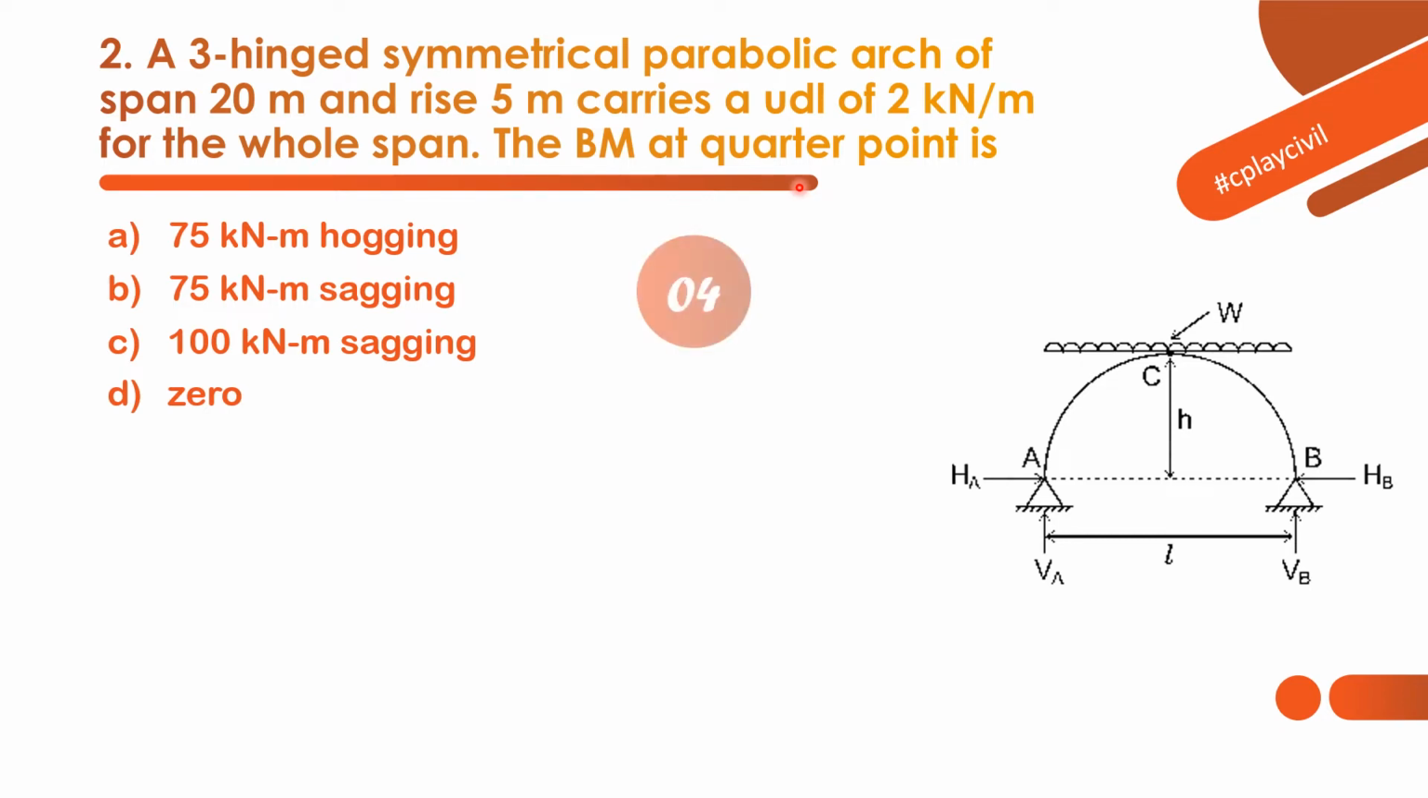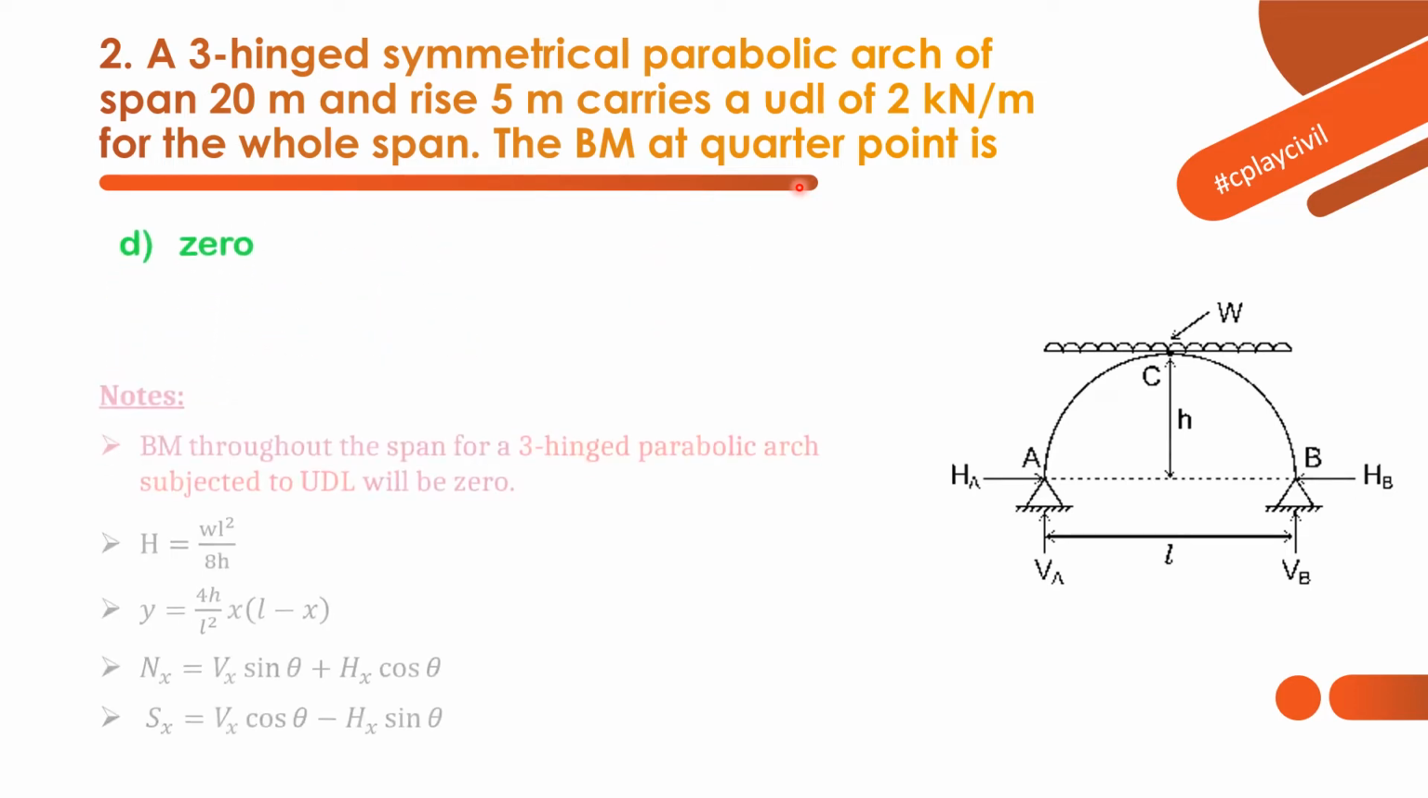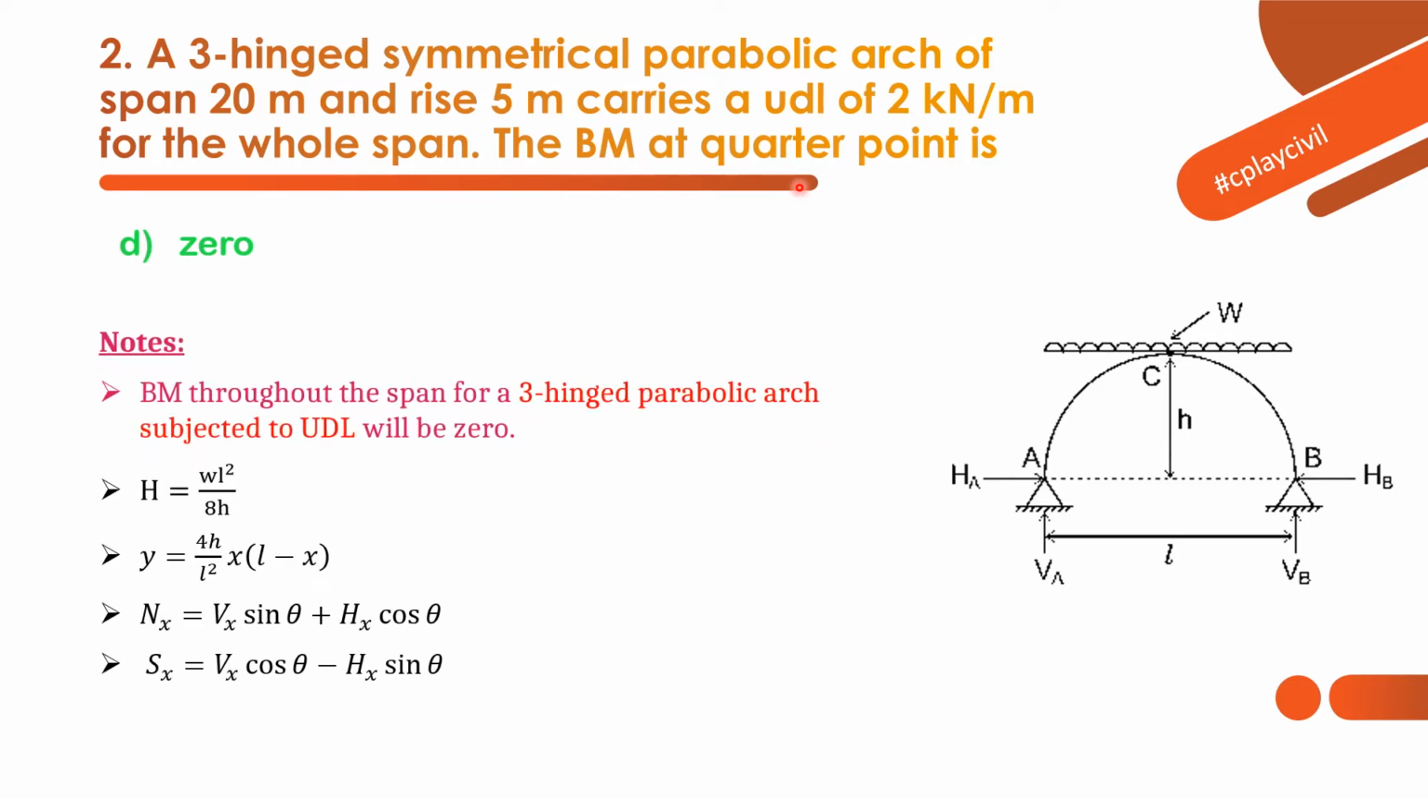In the previous question, we studied about the horizontal thrust. Now we are going to see the bending moment and the concept behind it. Here the answer is 0, because the bending moment at any cross section for a three-hinged parabolic arch subjected to UDL over the whole span is 0. This is the concept here. Bending moment throughout the span for a three-hinged parabolic arch subjected to UDL will be 0.